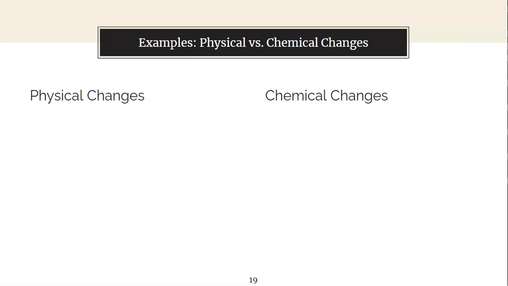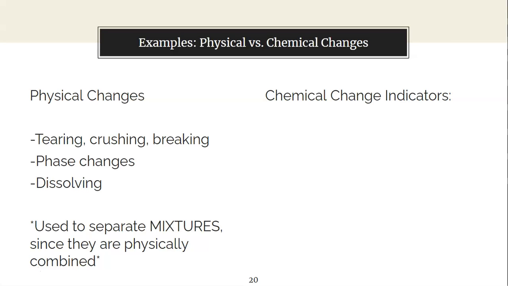So let's look at some examples. Physical changes would be things like tearing, crushing, breaking. None of those things create a new substance. Phase changes, going from solid to liquid to gas, or dissolving. Now, physical changes can be used to separate mixtures, since mixtures are physically combined.